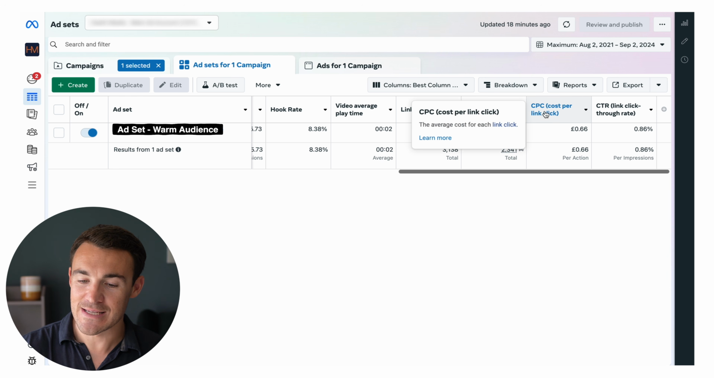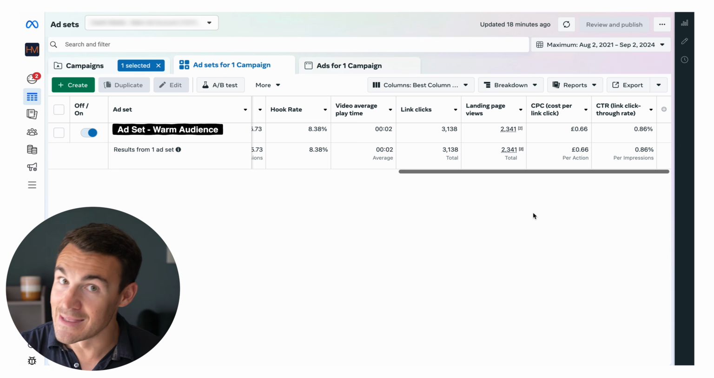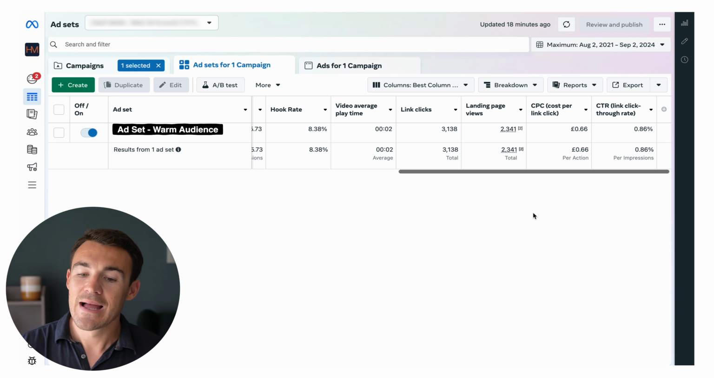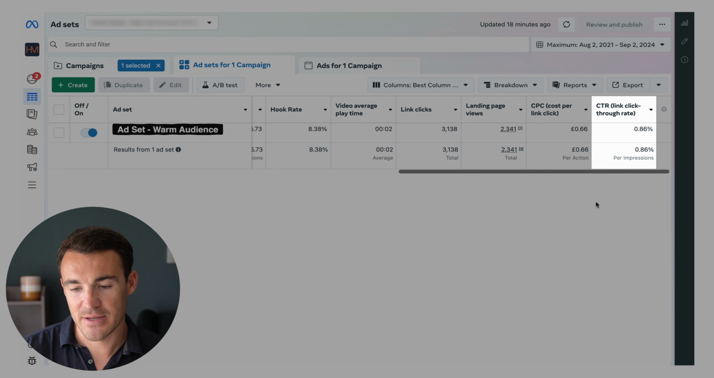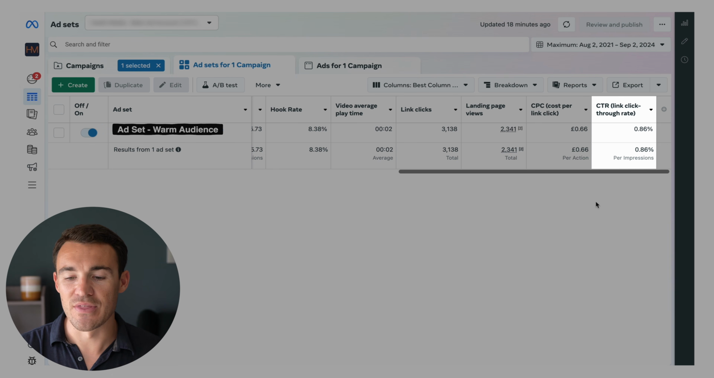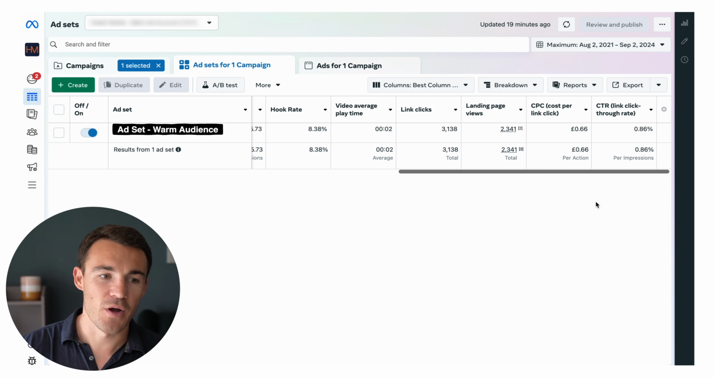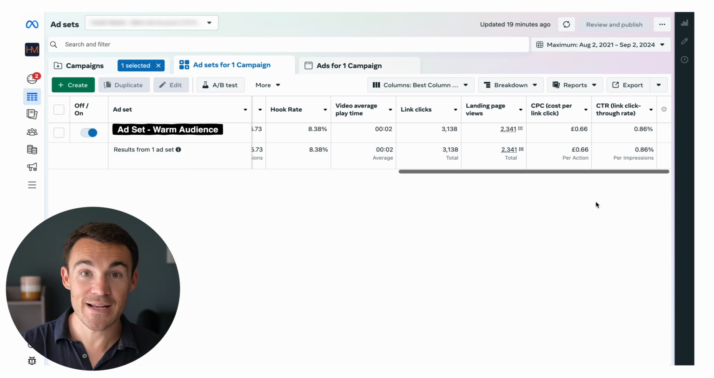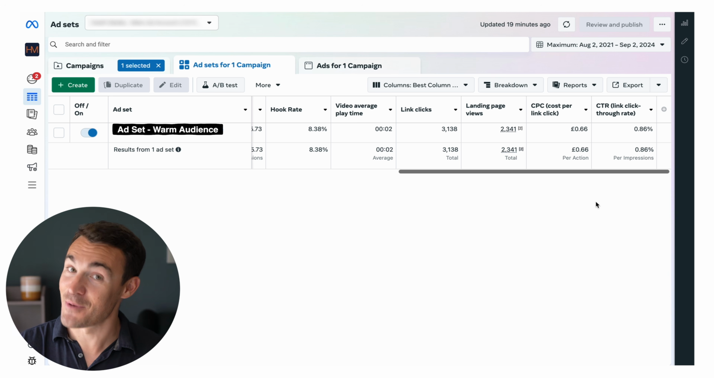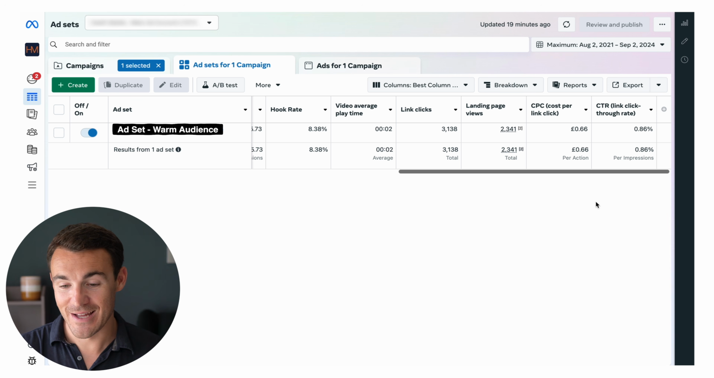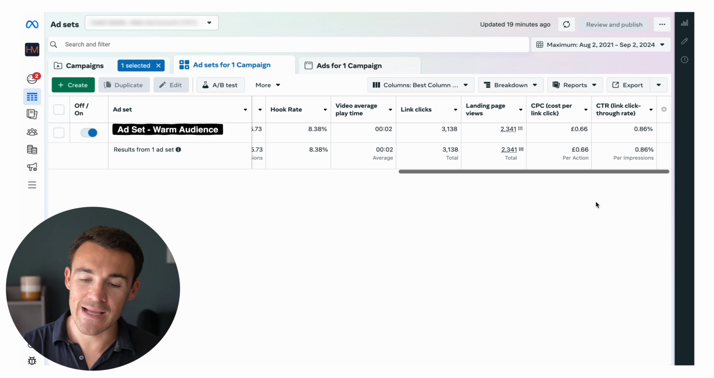Again, when you're entering in CPC, make sure you get the cost per link click, not the cost per click. And then the same applies to click-through rate. You need to get the link click-through rate, not the click-through rate, because I get questions from people all the time like, I've got a 4% click-through rate, is that great? And I'm like, well, that's fantastic, but it won't be link clicks. That could include, if you're running a carousel ad, people moving between cards. It includes all sorts of various clicks. And in general, for link click-through rate, anything above 1% is considered really quite good.